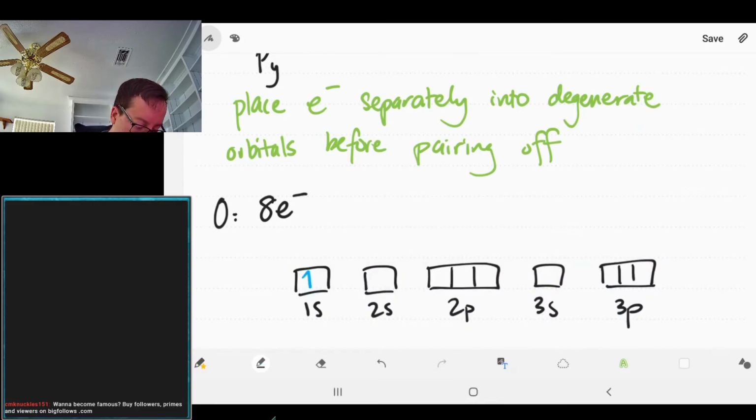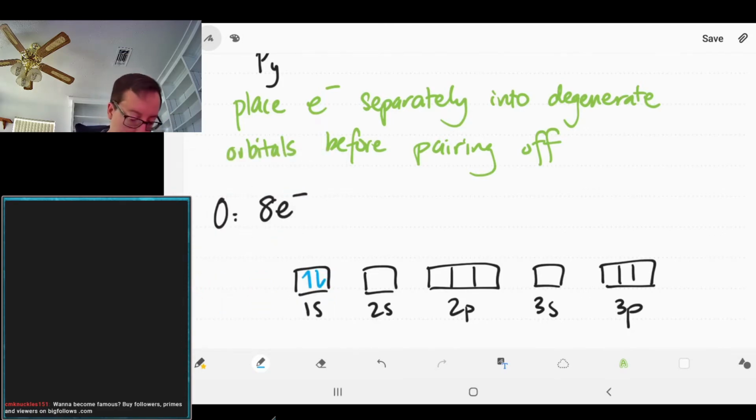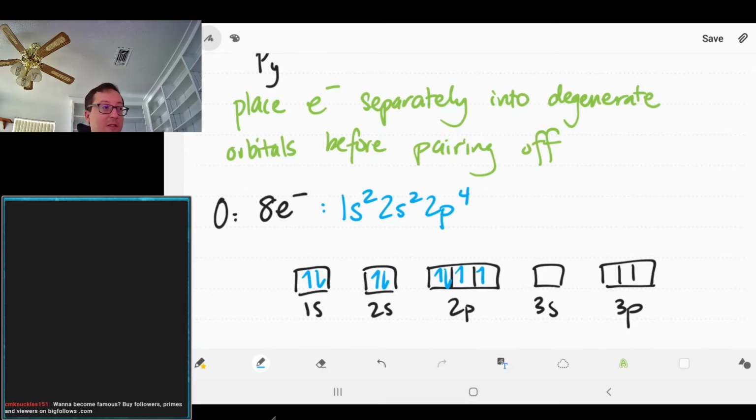And so if we are to fill these in, we'll have our first 2, number 3, number 4, number 5, number 6, number 7, number 8. Notice how 6 and 7 went into their own boxes, and then I started pairing them off within 2p. I still will describe this using this sum of them. I'm going to say 2p4. There are 4 electrons within 2p.